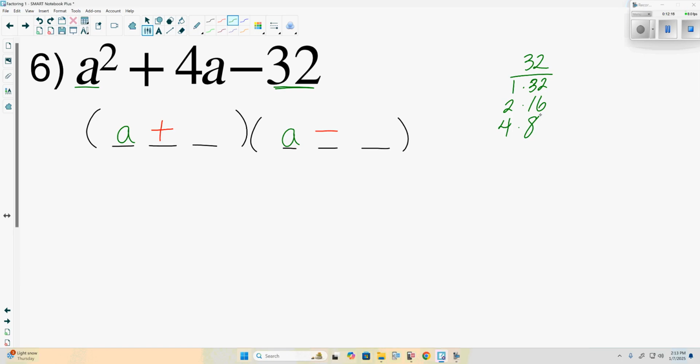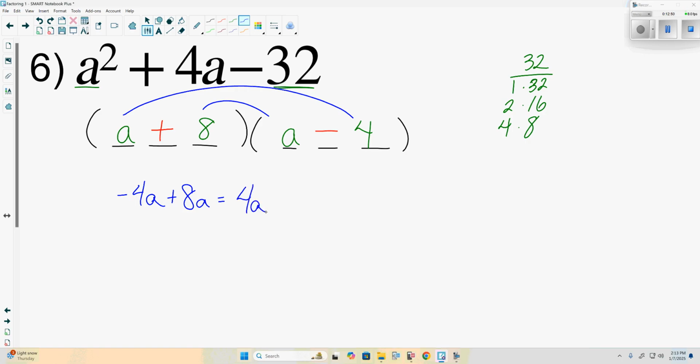Questions on any of this so far? Most of this coming back slowly. 8 and 4. We can check it. A times negative 4 is negative 4a. 8 times a is plus 8a. And negative 4a plus 8a, 8 minus 4, positive 4a. Is that the middle term we wanted?